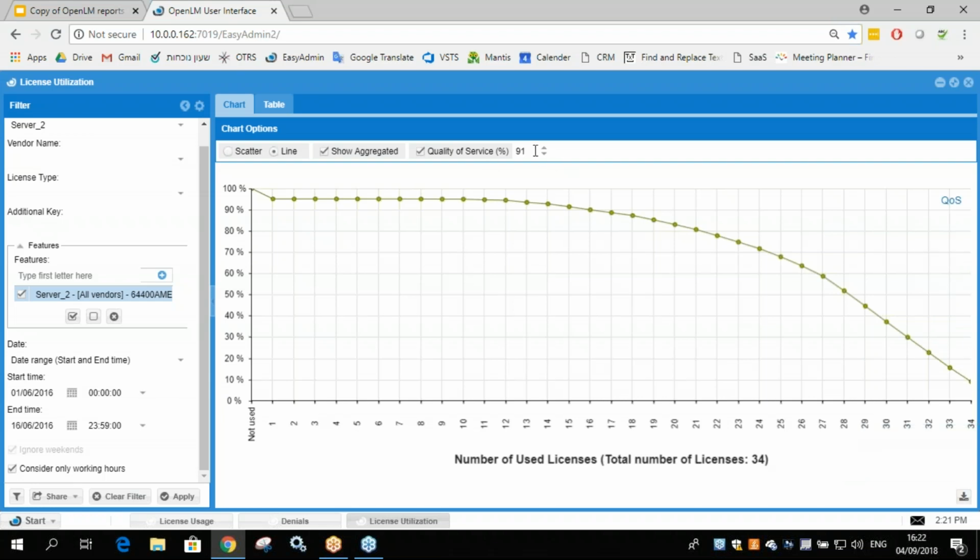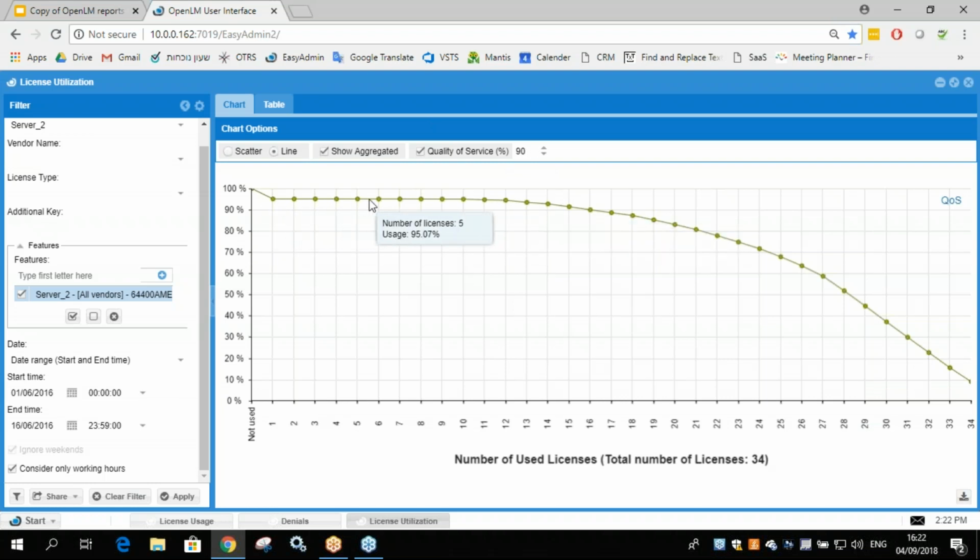We see it right at the edge, 90%, it's right around here, you can't really see it anymore. So 34 licenses is your 90% in this case. If you're okay with that, then no problem, but if not, then you'll need to purchase more licenses.